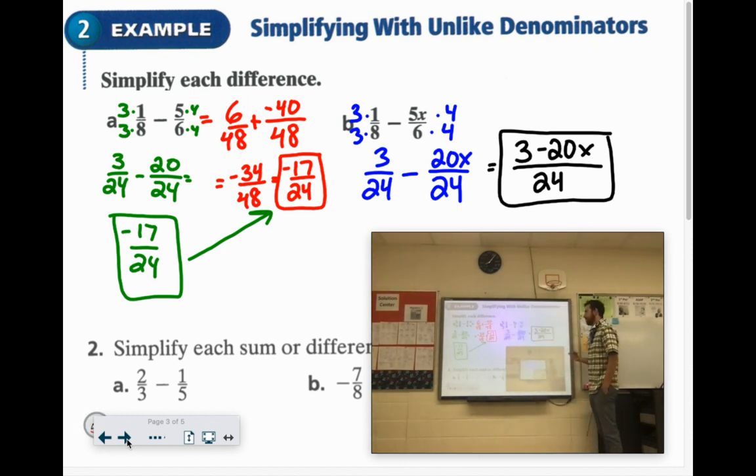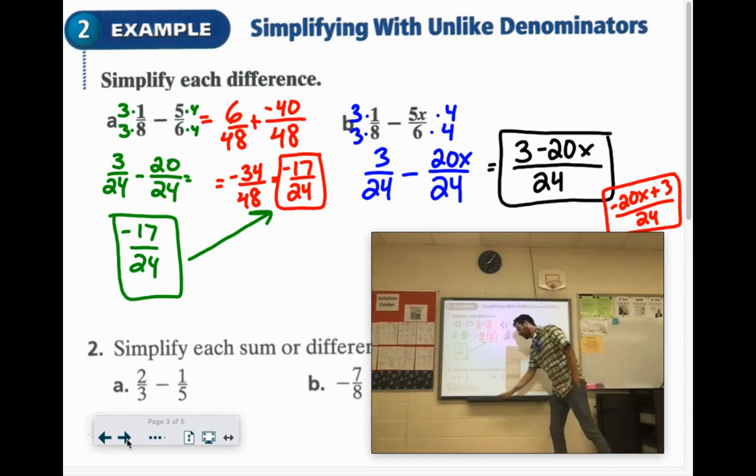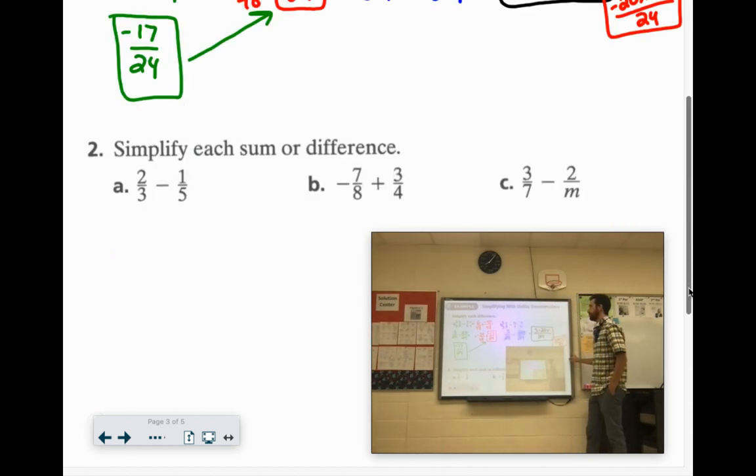And I guess standard form would say that you'd want to put your x's first, so you could also write it as negative 20x plus 3 over 24. That would just be a different way to write it, and honestly probably the better way to write it, because you should write your x's first.